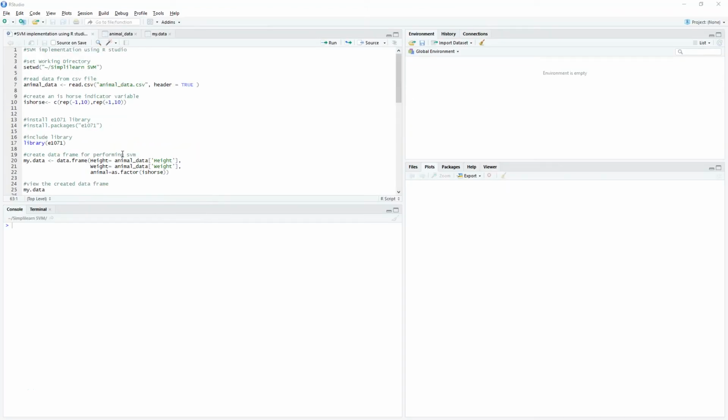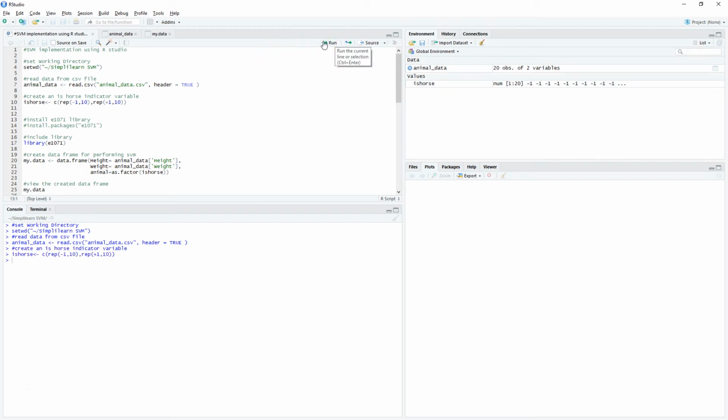And now for a quick demo on support vector machines. So we have a working directory where my data is stored, and I'm going to set the working directory to that data source and read the data file into R. And now I'm going to create a vector that really is just an indicator variable. It's the -1s and the 1s that indicate whether it's a mule or a horse. -1 for a mule, +1 for a horse. So I'll create that vector. And for SVM, there's a great package, e1071, a great library that has the support vector machine functions that we're going to use.